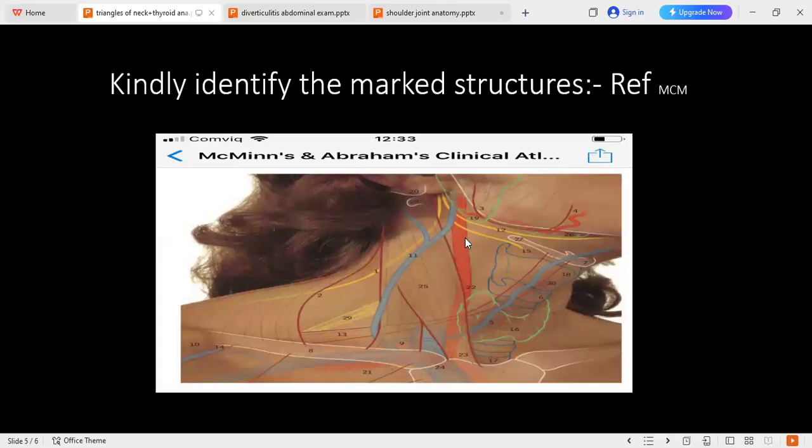If you could identify number 22 and 11. Okay, 22 is common carotid artery. And 11 is jugular vein. Please tell me the formation of structure number 11. And these are the two veins: retromandibular vein and posterior auricular vein or occipital vein.